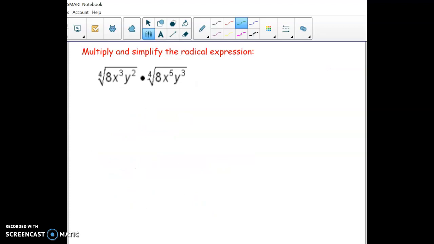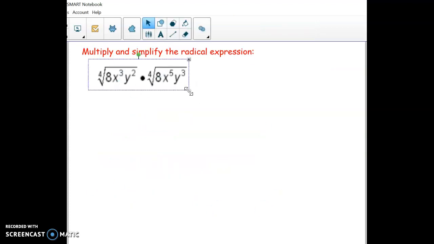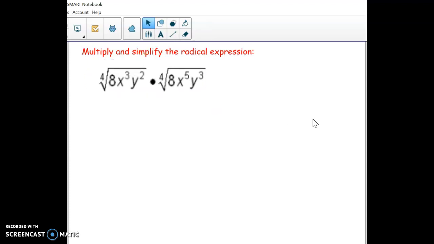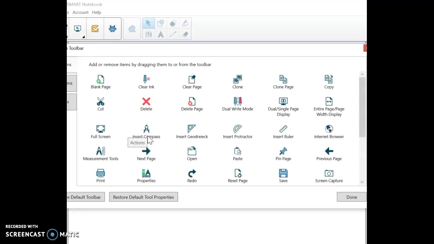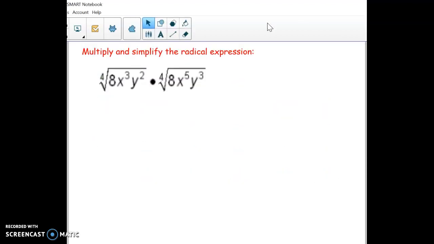All right, one more multiply one for you to try. Two 4th roots multiplying here. Make one big 4th root. Oh, my pen's not working again. Awesome. So make one big 4th root.